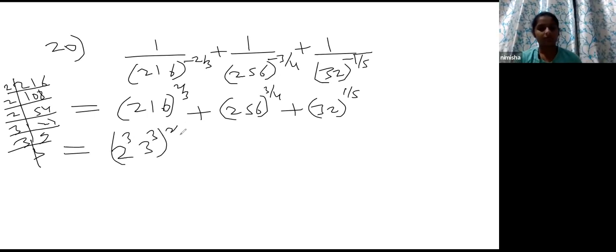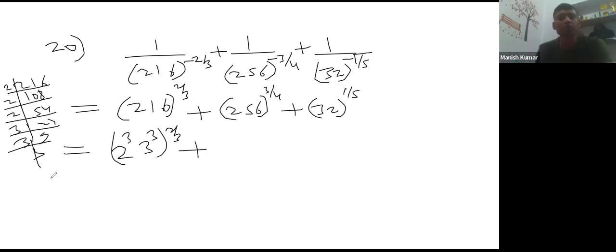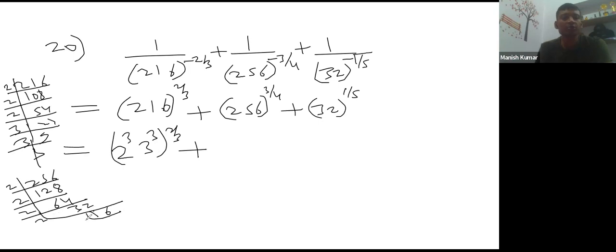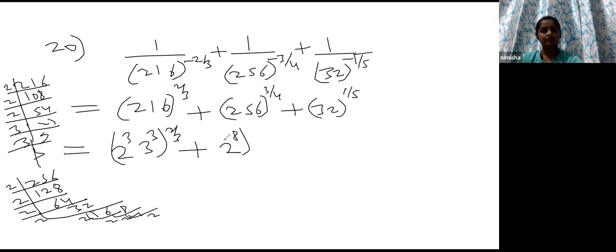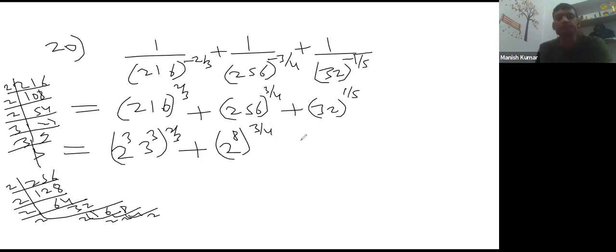Whole to the power 2 by 3 plus. Now let us factorize 256. So what can be the factors? 2 and 128, 2 and 64, 2 and 32, 2 and 16, 2 and 8, 2 and 4, 2 and 2. 1, 2, 3, 4, 5, 6, 7, 8. I think 8 2s are there. Yes, 2 to the power 8, whole to the power 3 by 4, plus 32 is 2 to the power 5, and 1 by 5, equal to.